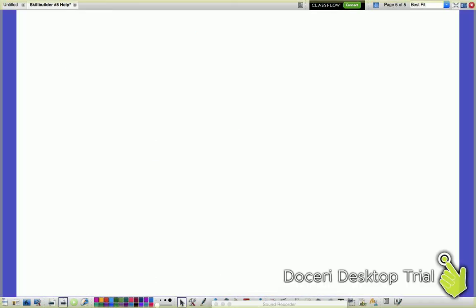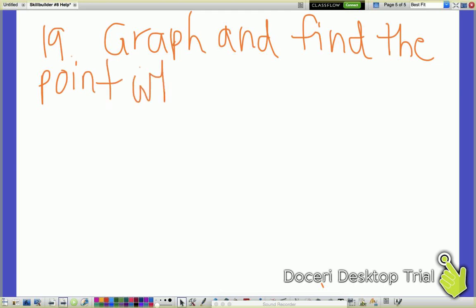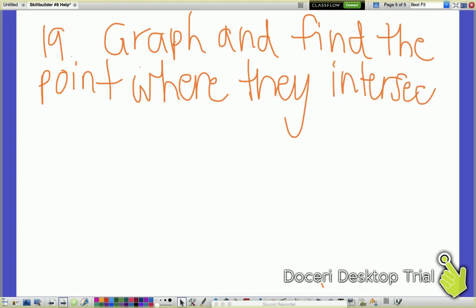Okay, and last, 19, you graph those and find the point where they intersect. Okay, and that is your ordered pair.